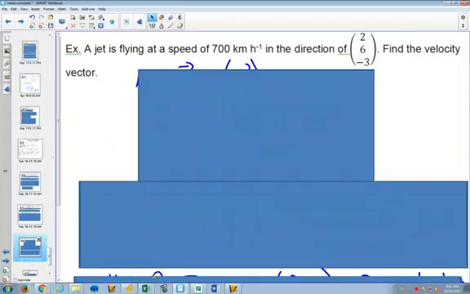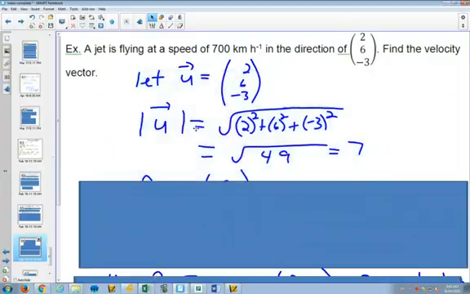So then we need to maybe find the unit vector and then multiply it by 700, or some other way to make sure that we have a vector in the same direction that has a length of 700. So when we find the length of the direction vector u, we find out that its length right now is 7.